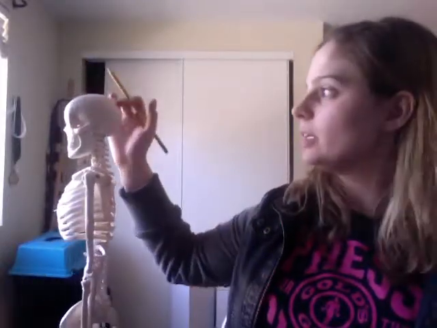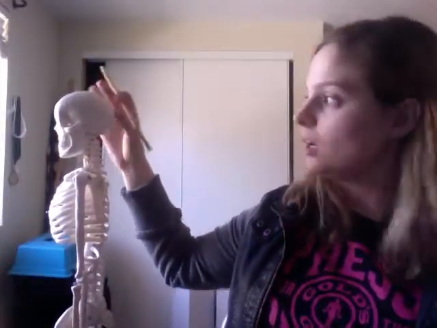So we have the frontal bone right here, and then right behind, back here at the top, is the parietal bone. Right below that, right here, is the occipital, and we have the temporal bones, which are going to be on both sides of the skull, right here and there.